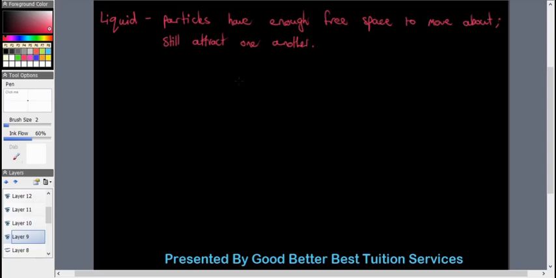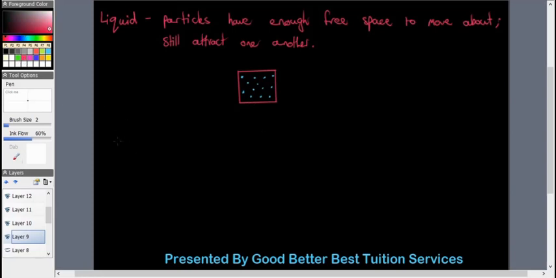If we look at a liquid in a somewhat graphical representation of how it would look, they're not very far apart, but they are also not tightly compact like the solid. You can see there's more space for these particles to roam or move around.